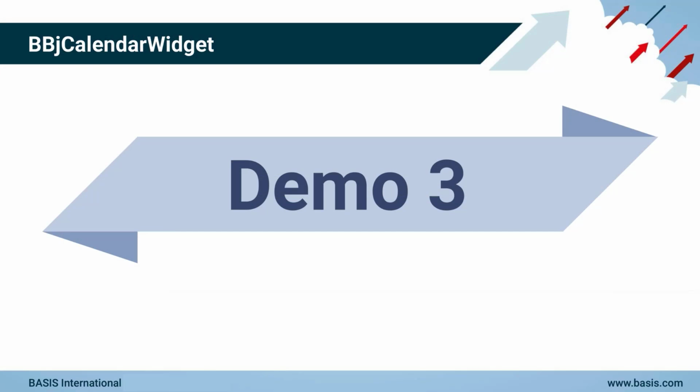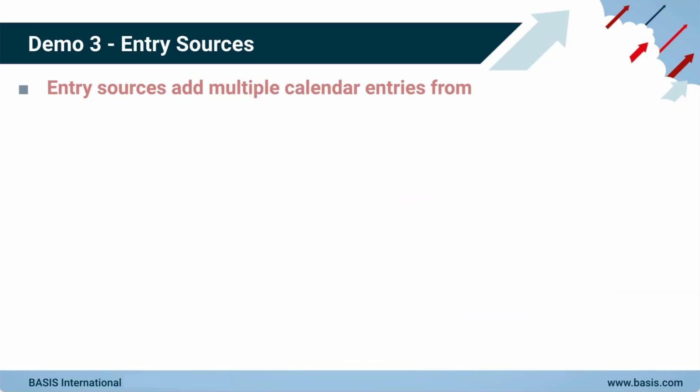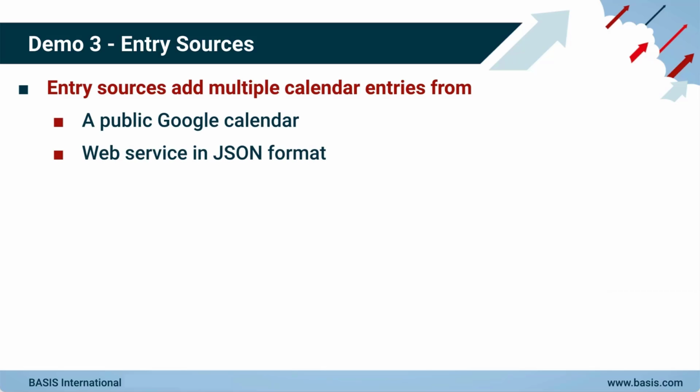Demo 3. Adding entries to the calendar one by one is certainly useful, but it's also possible to add a pre-existing source of multiple entries via an entry source. Entry source feeds are a way to add multiple calendar entries to the calendar at once from a source, like a public Google Calendar, a web service that provides entries in JSON format, an iCalendar or ICS file, etc.